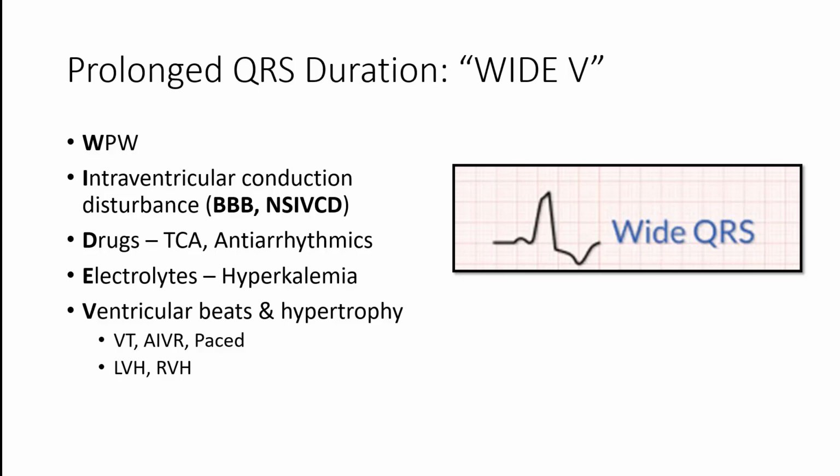If you're looking at a wide, funky rhythm, you need to make sure that it's not a low-grade V-tach, an accelerated idioventricular rhythm, or a junctional escape rhythm. Certainly, pacemakers can produce wide QRS complexes, as can hypertrophy, which we'll learn about next.